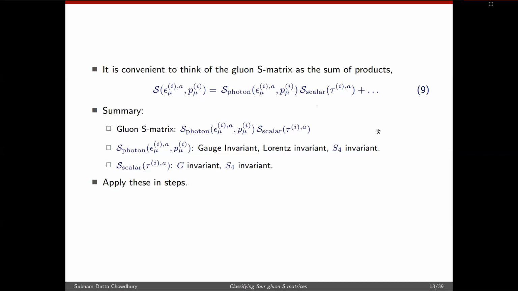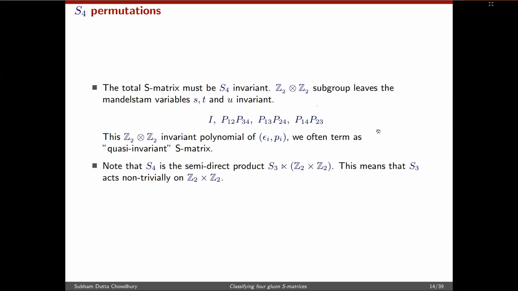Okay. So first let's apply these things in steps. Gauge invariance is more or less clear: we want a color singlet as well as a Lorentz singlet in terms of photons, say, and then what is left is S4 permutations. The total S matrix must be S4 invariant, right? We notice that S4 has a normal subgroup, which is the simultaneous exchange of two particles, generated by P12, P34, P13, P24, and so on. And they leave the Mandelstam invariants unchanged.